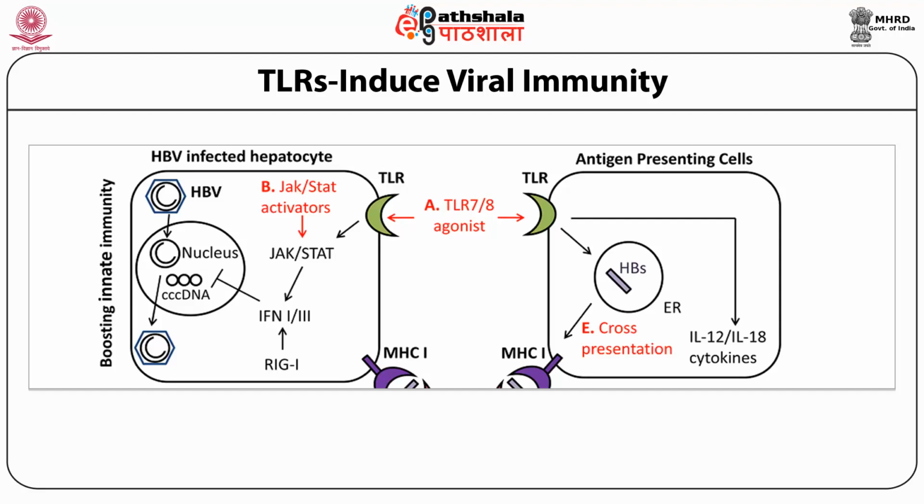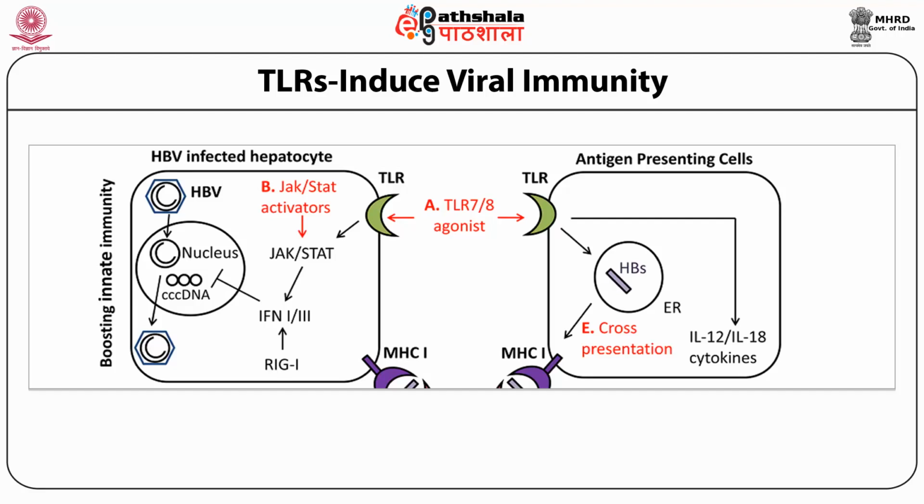However, if you give the TLR agonist, which are the TLR7 or TLR8, what happens? It increases the TLR downstream signaling molecules. It boosts the JAK-STAT pathway. It produces interferon 1 and interferon 3. And indirectly, interferon 1 and 3 inhibit the production of cccDNA. Indirectly, it helps in viral clearance.